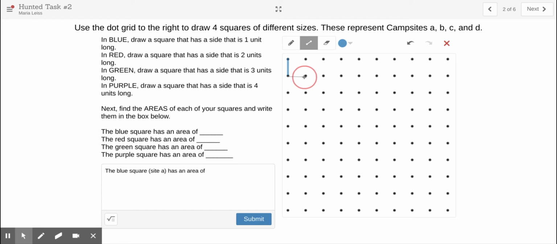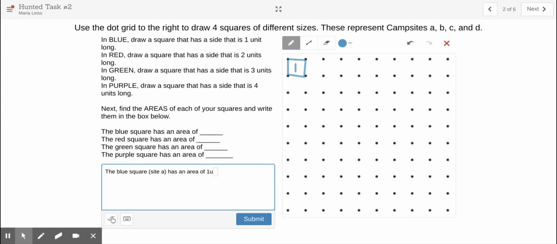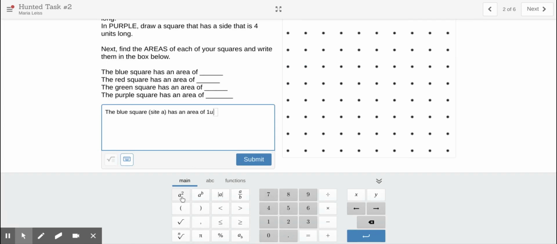Here's side 2. Here is side 3. And here is side 4. All right. Now we have to find the area of that. If this is 1 and this is 1, you know from finding areas of rectangles from before 7th grade, 1 times 1 is 1. So this square right here has an area of 1. Down here in the box, I would say it has an area of 1 unit, and we're going to abbreviate that as unit squared.